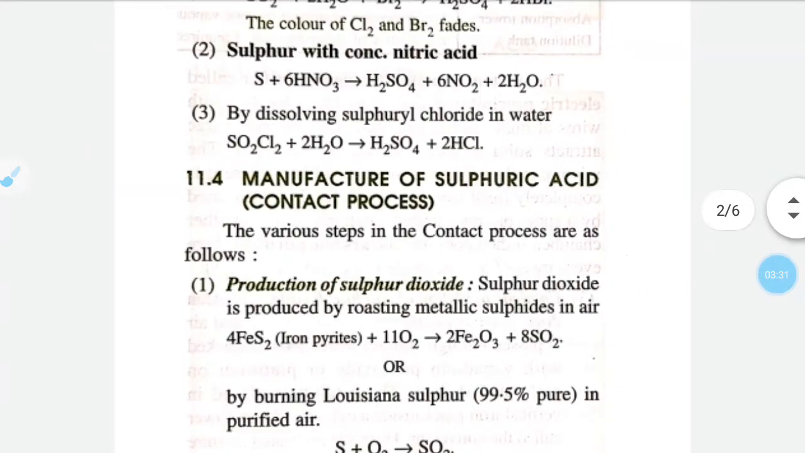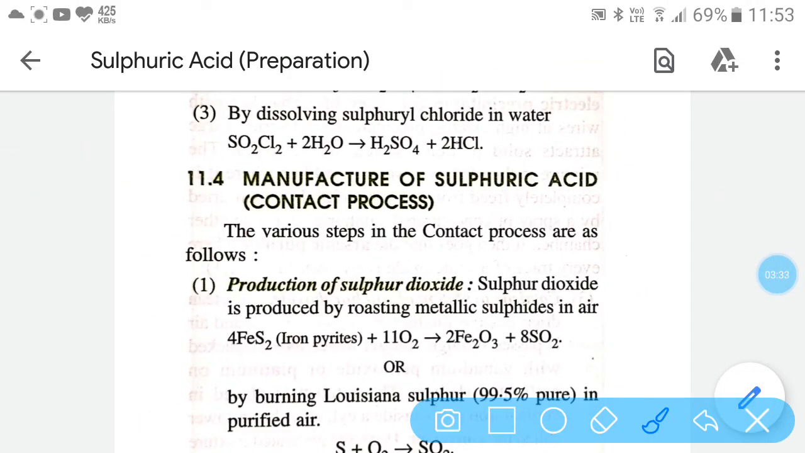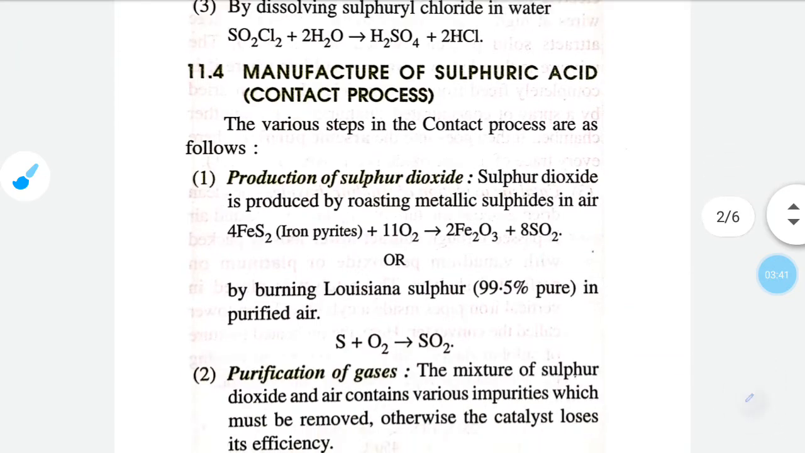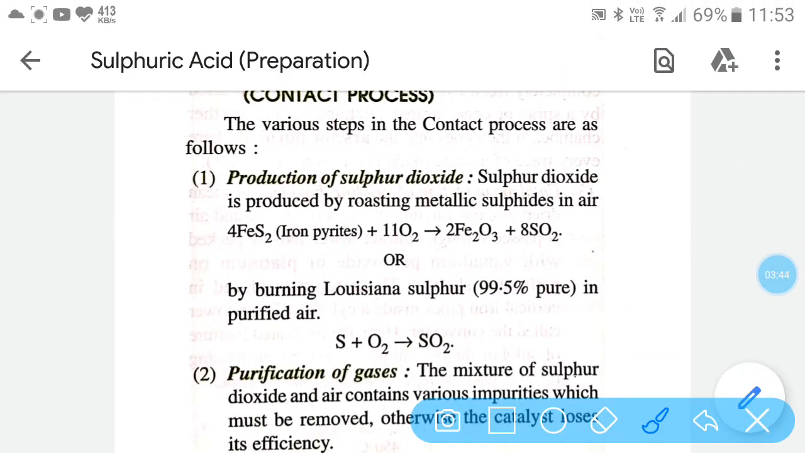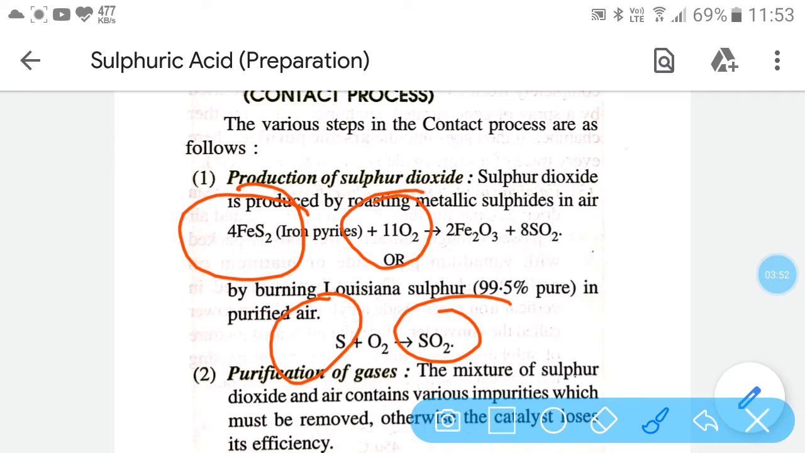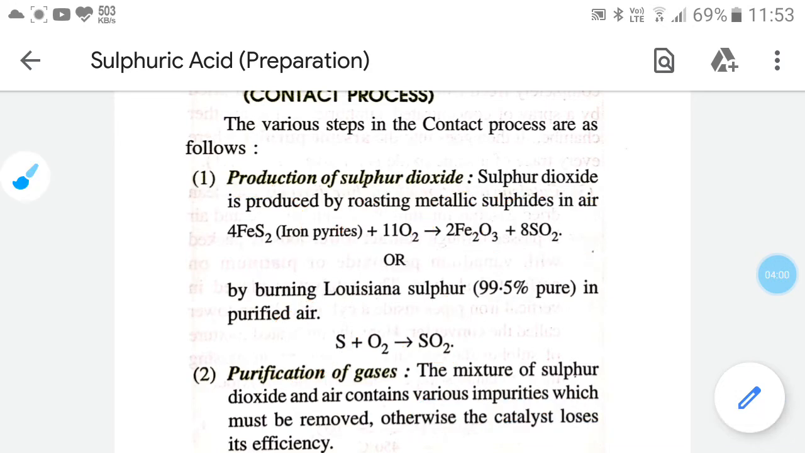In the contact process we make use of a sulfide ore, or we can make use of sulfur. If we take sulfur, we will directly burn sulfur in oxygen to get sulfur dioxide, or we can take iron pyrites and make it react with oxygen to get ferric oxide and sulfur dioxide. These two are the processes by which we industrially prepare sulfur dioxide gas.